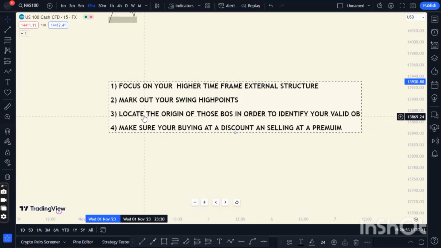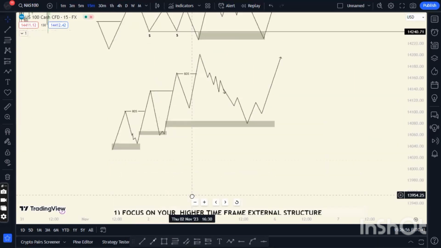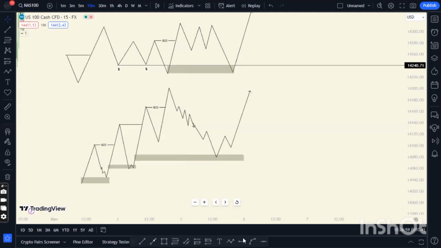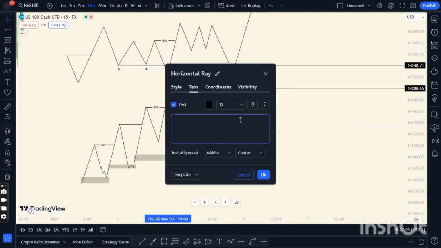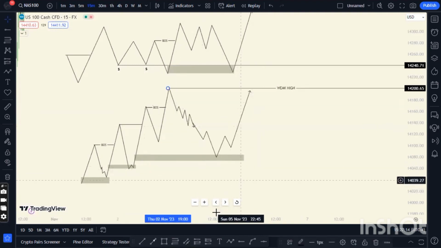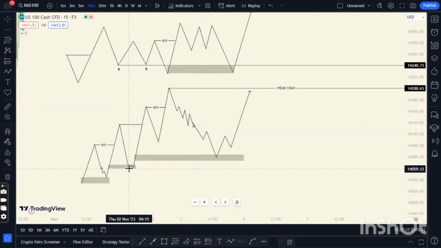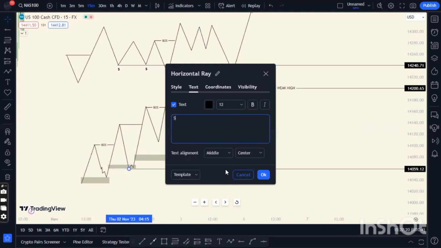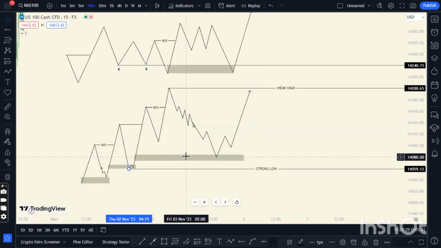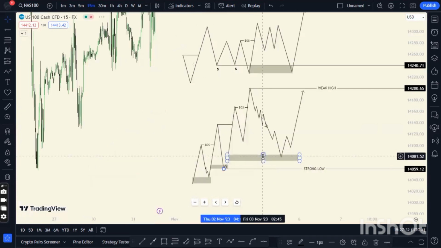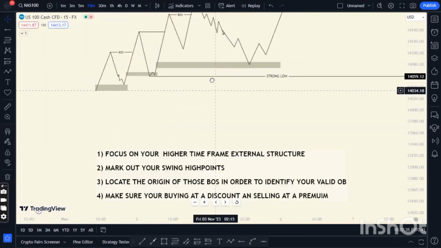I think I would have to go to the charts to explain this. Well, this is your swing high point here. This is our swing high, which we would call our weak high. And this here is our swing low, which is called strong low. So I believe from now, when you're seeing these things on my charts, you won't be surprised. You would understand what I'm talking about. So let's go back.